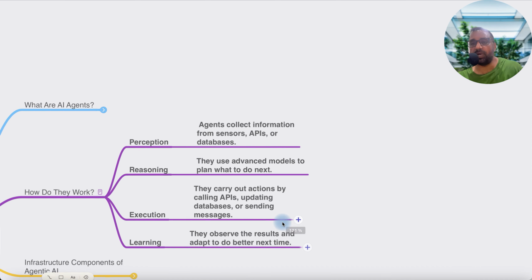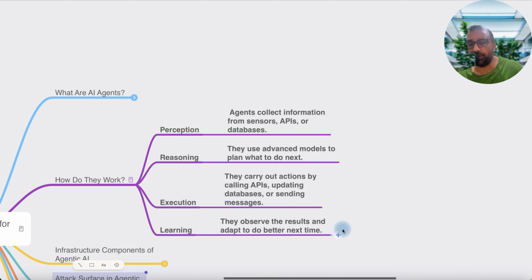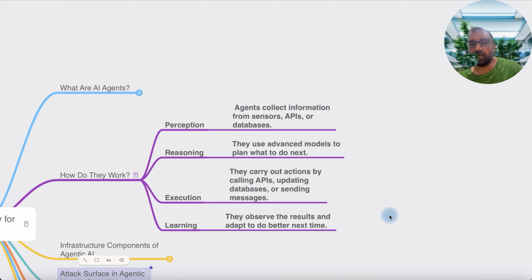But while we go into the identity side, let's also understand how they work. All these agents have components for perception, reasoning, execution, and learning. Perception is all about agents collecting information from sensors, APIs, or databases. Reasoning is about using advanced models to plan what to do next. Execution is about carrying out actions by calling APIs, updating databases, sending messages, creating content, etc. Learning is all about observing the results, taking some feedback, and adapting to do better next time.